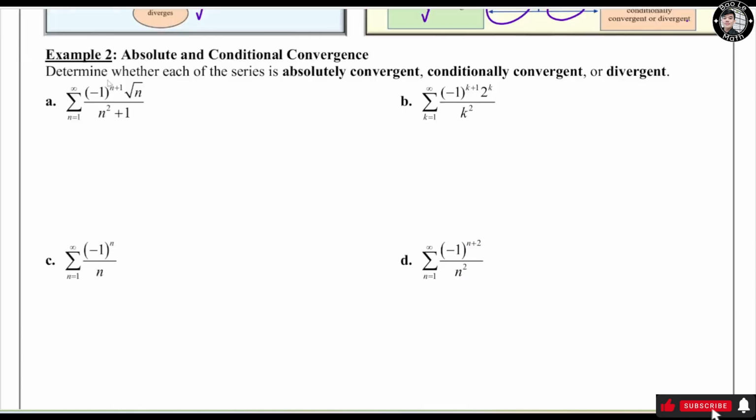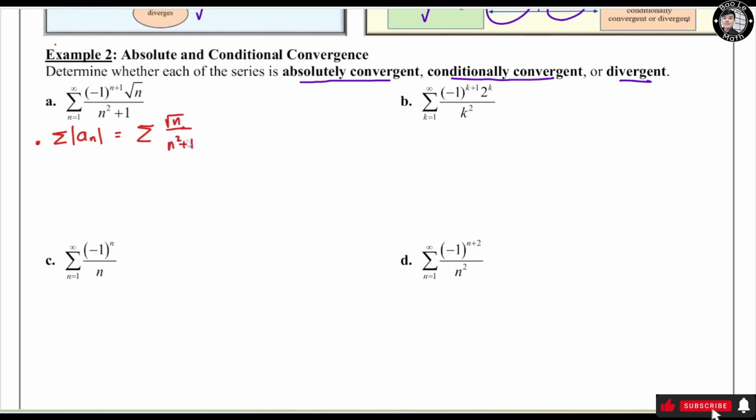Let's move on to example number 2. Determine whether each of the series is absolutely convergent, conditionally convergent, or divergent. Now question A, we're going to check the series of absolute value of a sub n, so it's going to be the series of square root of n over n squared plus 1.